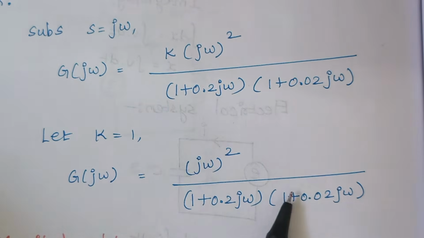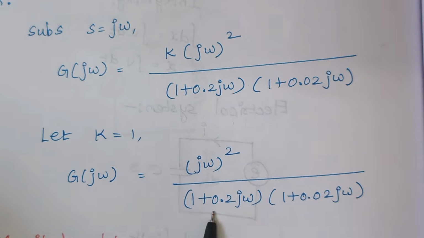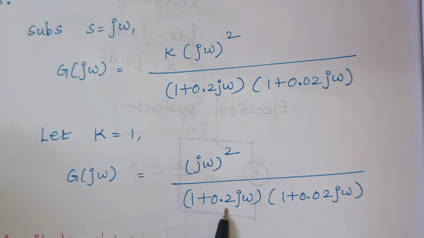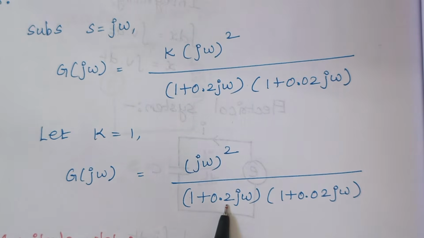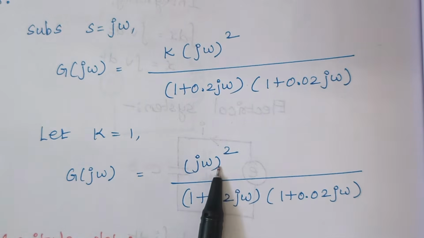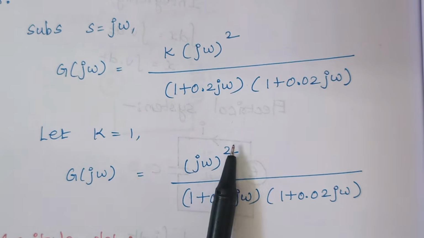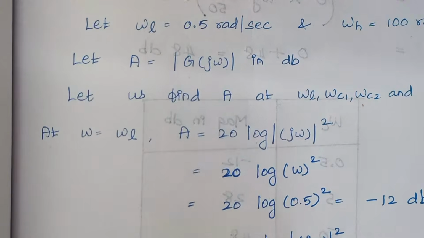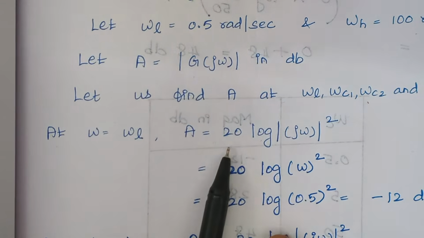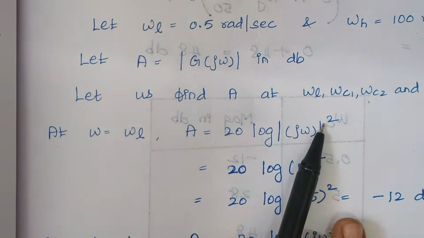You see, this is the problem. We have substituted s by j omega and k equal to 1, right? So this is the given expression. So here when you calculate magnitude, whenever you consider lower frequency and first order frequency, you have to consider only individual s terms or individual omega terms. So here I am having this j omega whole square, that too in the numerator part. So we have to substitute. That is the reason why I had written 20 log j omega whole square.